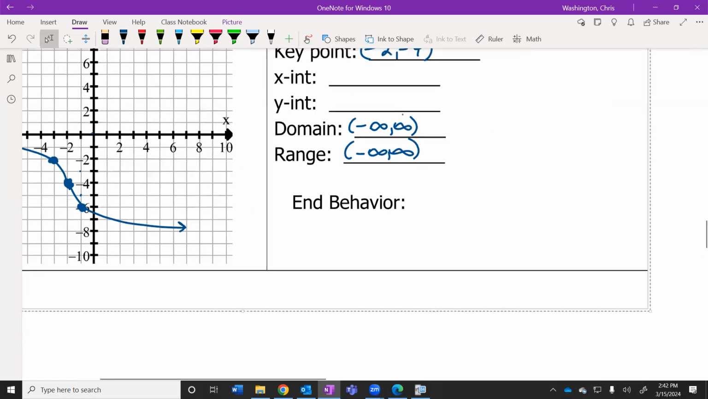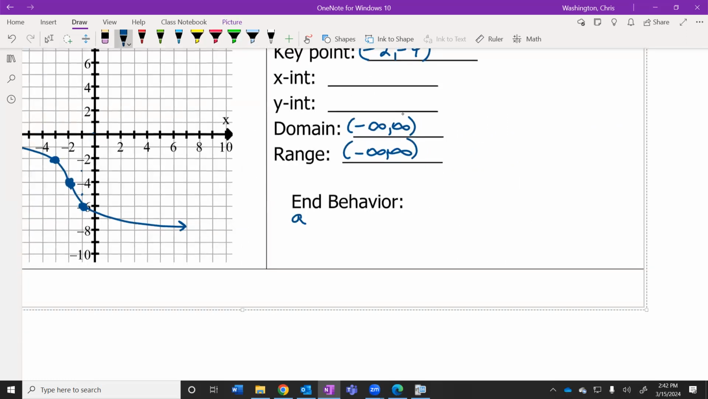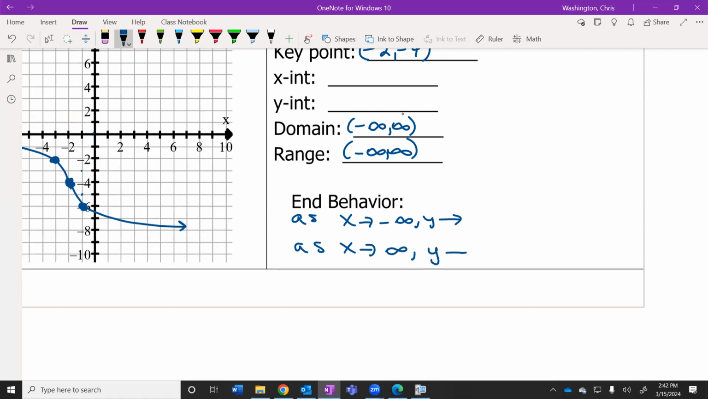And the end behavior. The end behavior is going to be a little bit different this time because we did have a reflection. And with that reflection, the left side is no longer going down. The left side is actually going up this time, and the right side is going down. So my first statement, which is talking about the left side of the graph, is going up to infinity. And my second statement, which is talking about the right side, is going down to negative infinity.